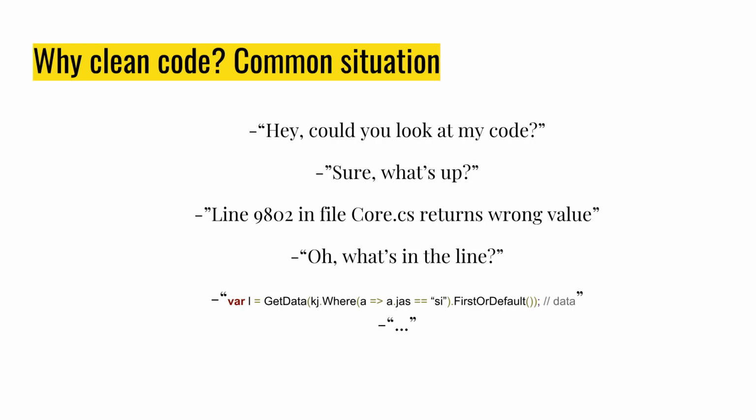So imagine this sadly quite common situation. Someone comes up to you and says, "Hey, could you look at my code?" And you reply with, "Sure, what's up?" And then to your horror, the reply is, "Line 9802 in filecore.cs returns wrong value." And you're creeped out and reply with, "Oh, what's in the line?" And then you see this. And you're left speechless.